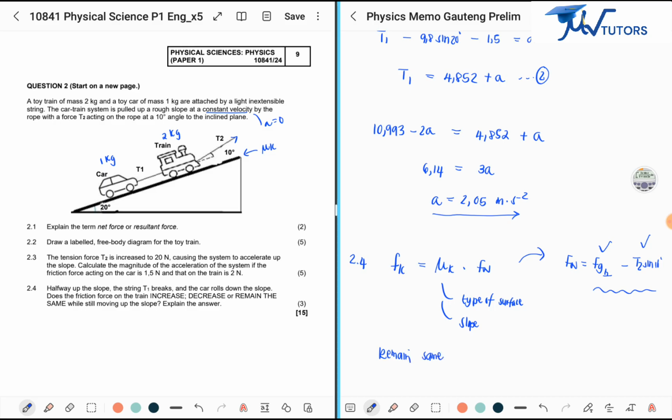okay? And to explain the answer, I would then say the normal force didn't change, as well as the coefficient of kinetic friction, that also didn't change, okay? Both have stayed the same. So hence, the friction force will also remain the same. And that's where we say we're done with question 2.